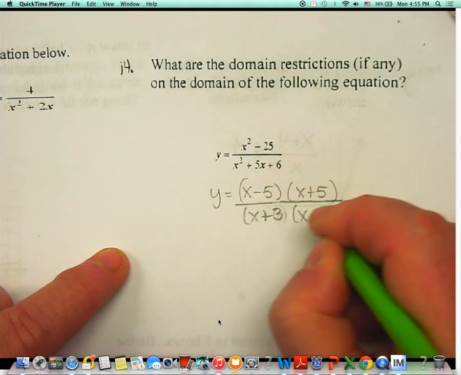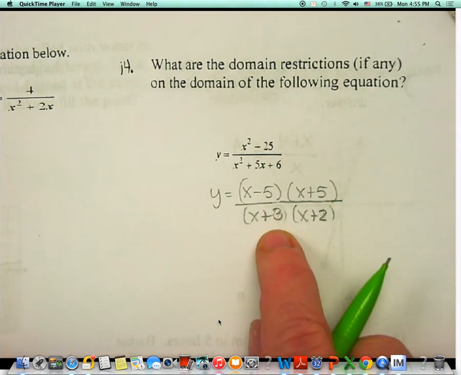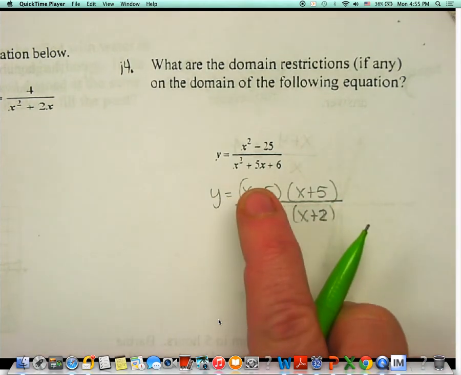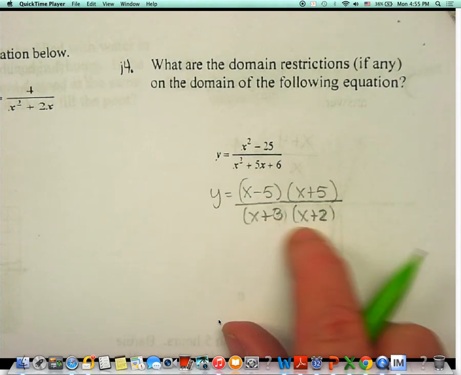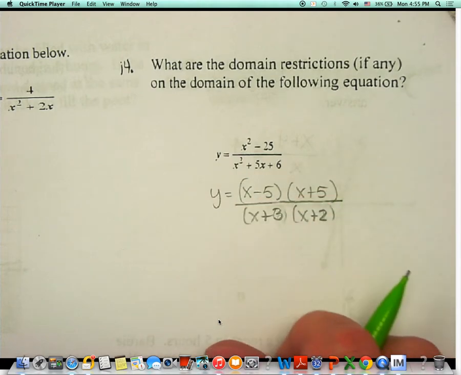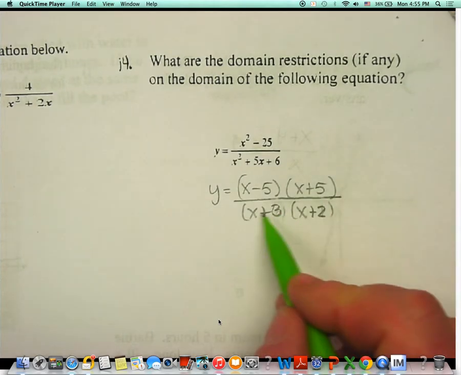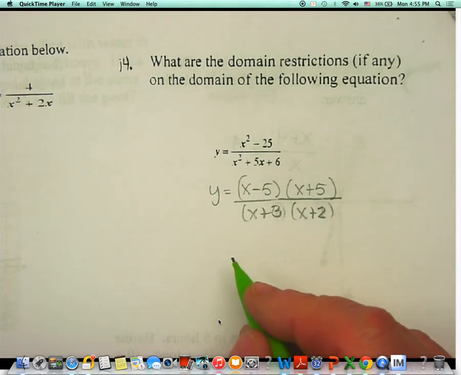And they'll both be plus. That way, when you add them, you get 3x and 2x, which is a positive 5x. And when you multiply them, you get 3 times 2, which is 6. Okay, nothing cancels out, so we're going to take the denominator and set it equal to 0.